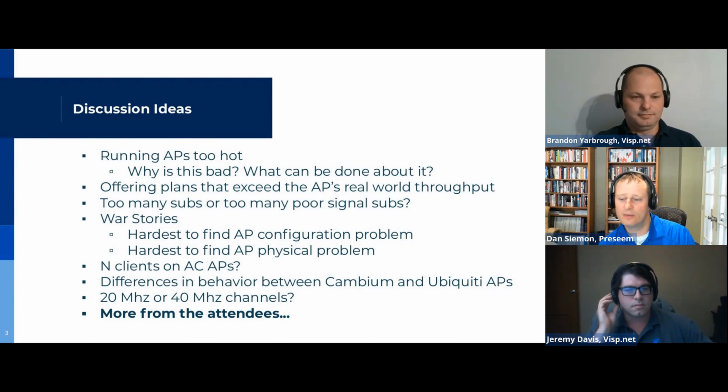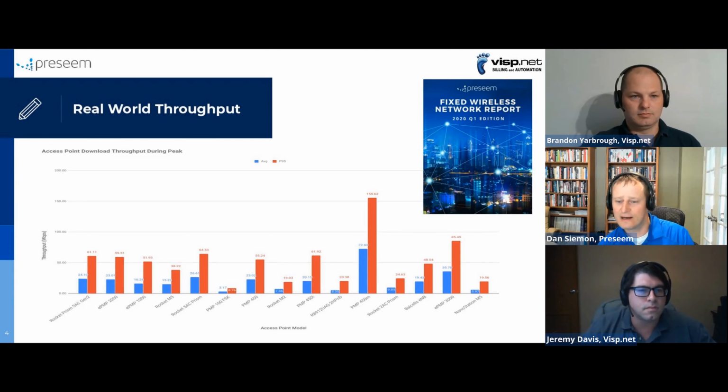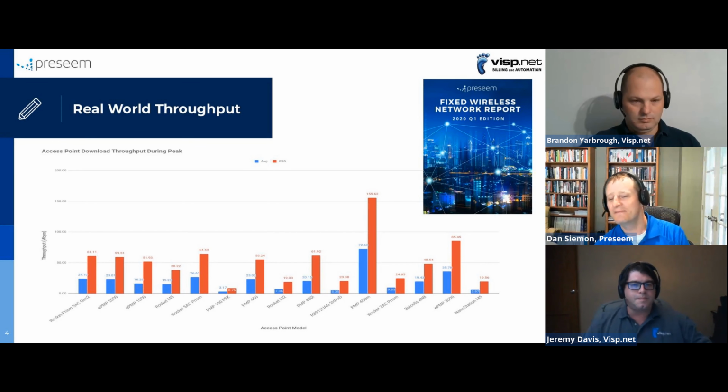And as a way of motivating that, this is the only prop we have in the whole presentation, a little bit of data to motivate how I think this happens. This data comes from our fixed wireless report, where we aggregate the stats across all of our customers and give a picture of how individual access points perform.